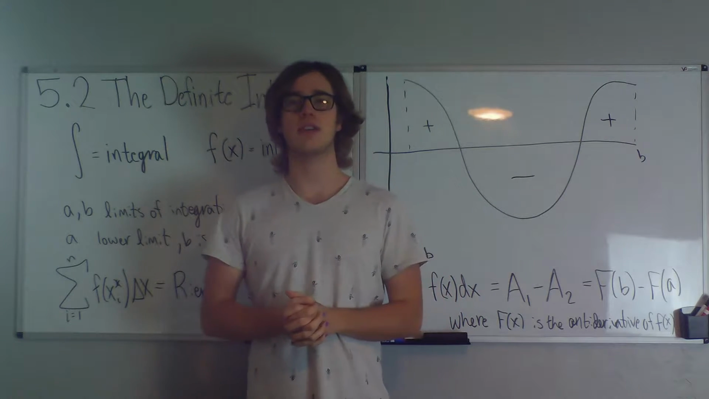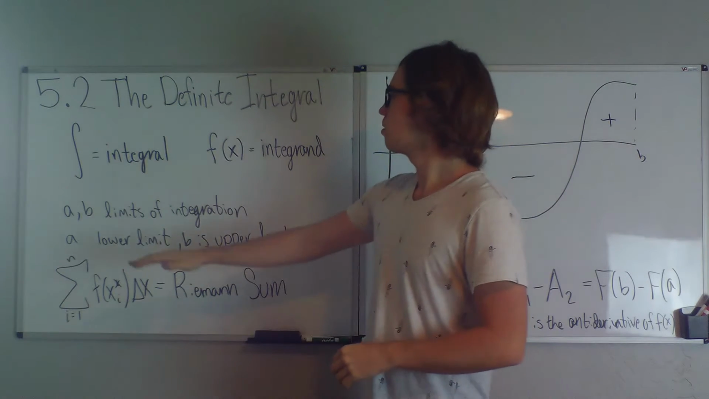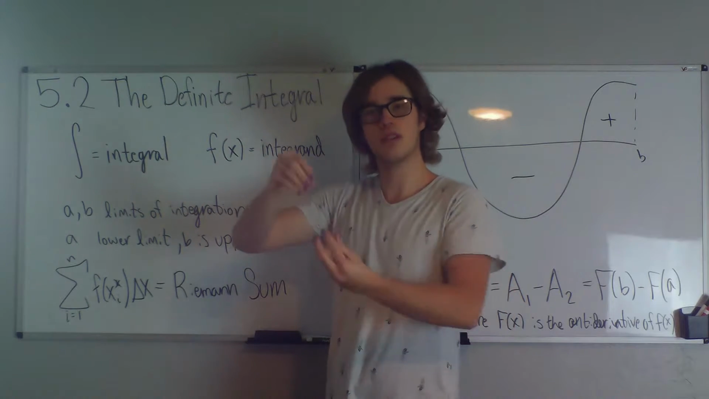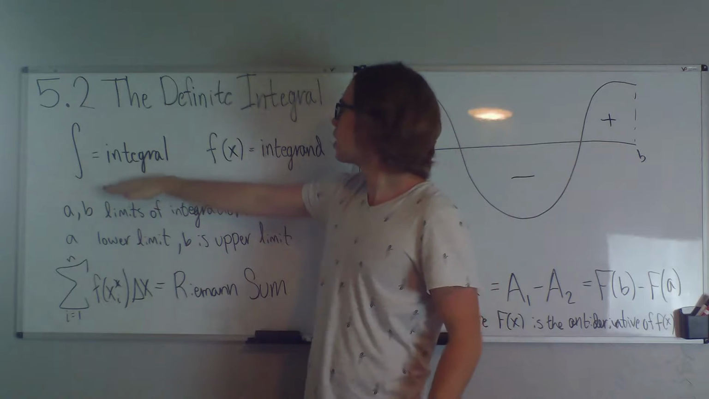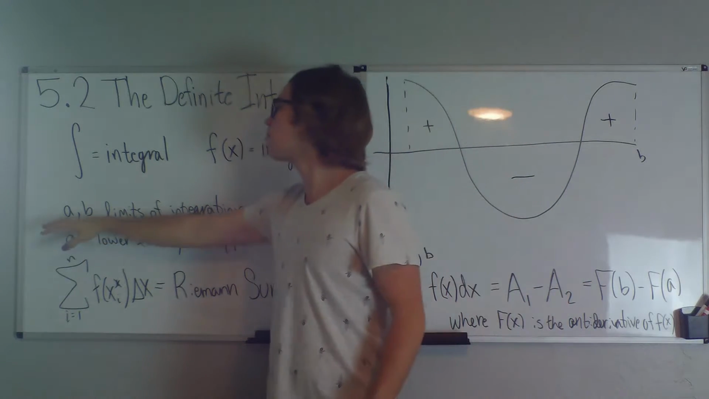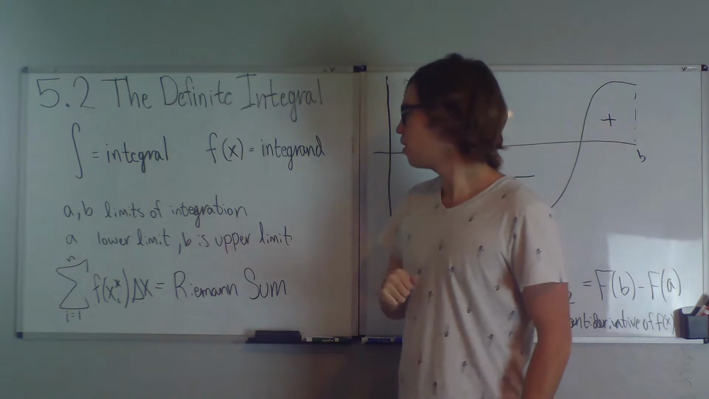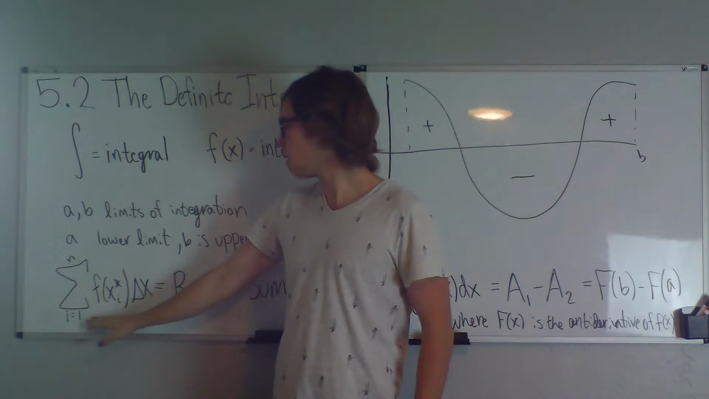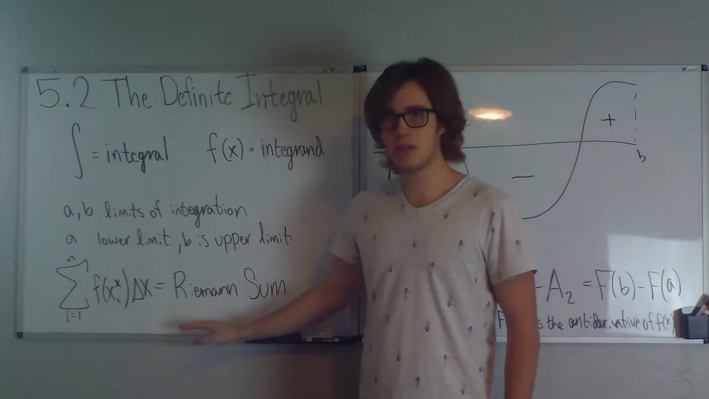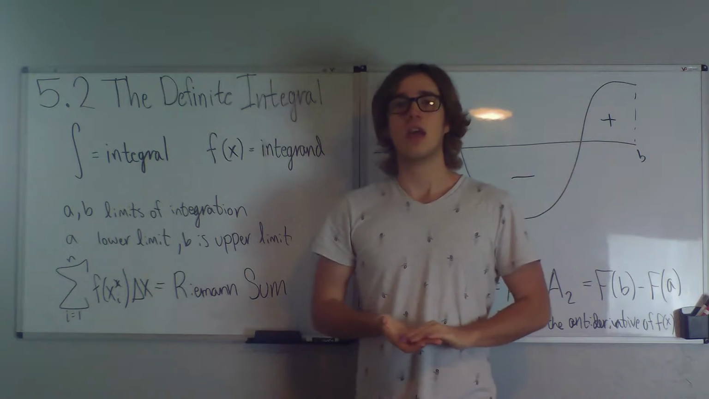Alright, now that we know the definition of a definite integral, we have to go over some notation. So, this is our integral. This little curly s symbol, like a stretched out s, is our integral. Our f of x is our integrand, and our a and b are our limits of integration, where a is the lower limit and b is the upper limit. And then we have this sum of f of xi times delta x, and this is our Riemann sum. It is named after the mathematician Bernhard Riemann.